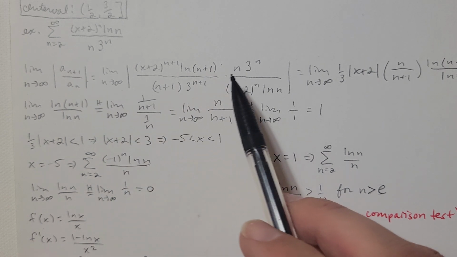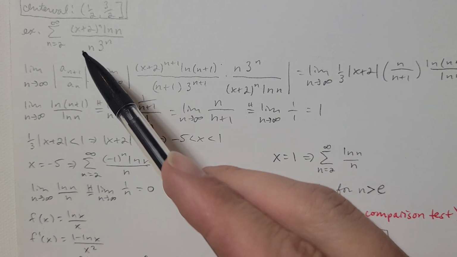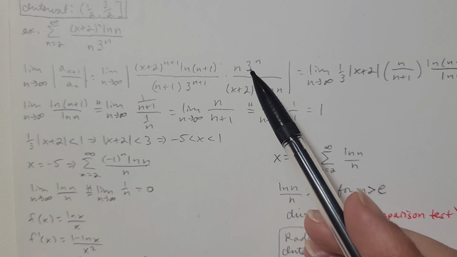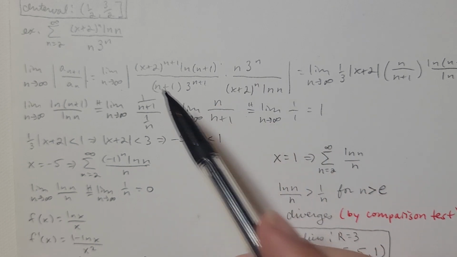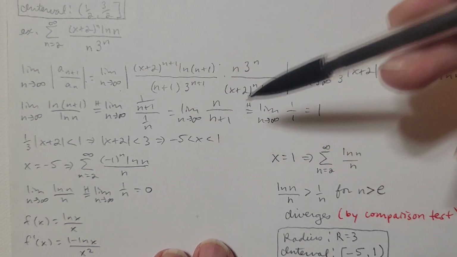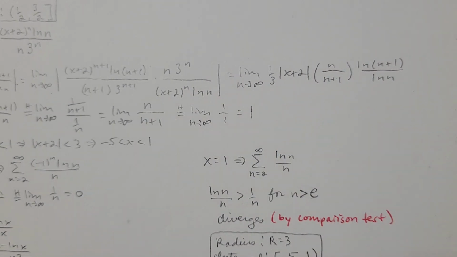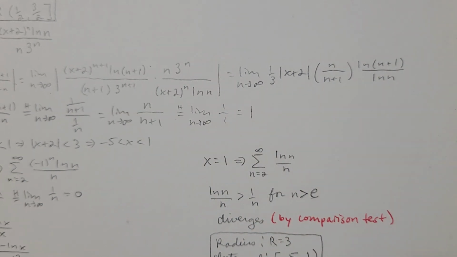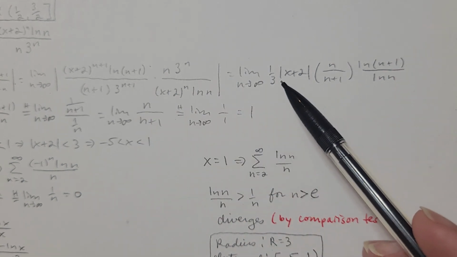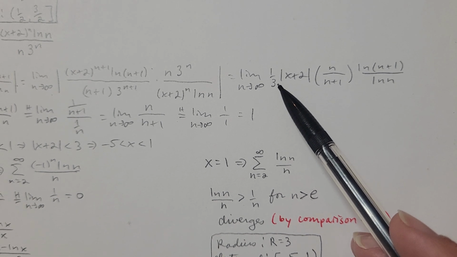I'm dividing this by a sub n, so that's the same as multiplying it by the reciprocal. So if I flip the guy on the bottom there, I'm multiplying this by n times 3 to the n divided by x plus 2 to the n times the ln of n. Okay, so what does all this give me? Well, 3 to the n divided by 3 to the n plus 1. 3 to the n plus 1, the same as 3 to the n times 3. Right? So I got a 3 to the n canceling out with a 3 to the n down under, and I'm just left with 3 down under. 1/3, that's already a positive number, so I don't need absolute value bars anymore.